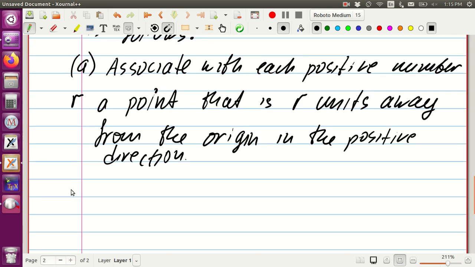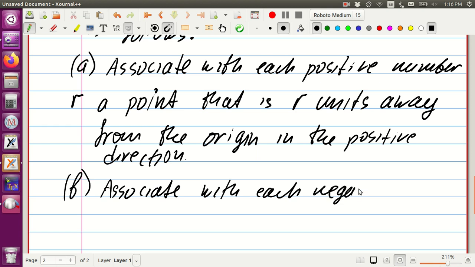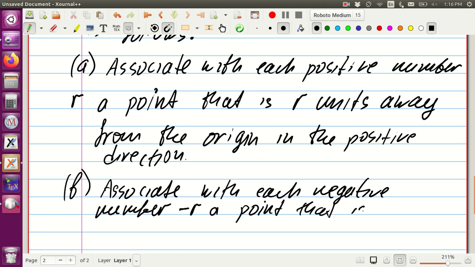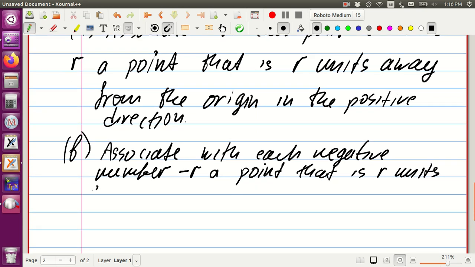And remember, we had also the negative direction. So we can say that we associate with each negative number negative R a point that is R units away from the origin in the negative direction.